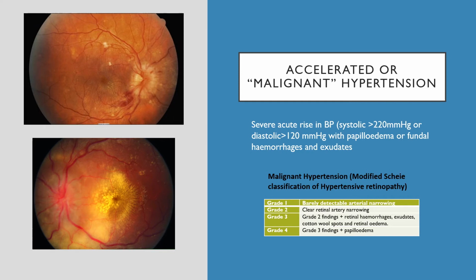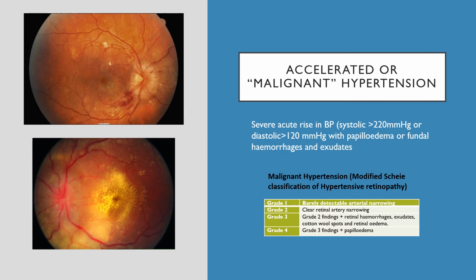Accelerated or malignant hypertension is specifically when there is a severe acute rise in blood pressure in a patient, and the outcome that can be seen can affect multiple organs. There are 3 or 4 organs that are commonly affected by accelerated or malignant hypertension. Strokes are the first risk from accelerated malignant hypertension. Secondly is nephropathy in the kidney, and the third commonest is hypertensive retinopathy.